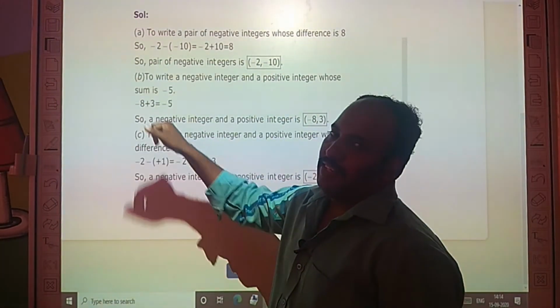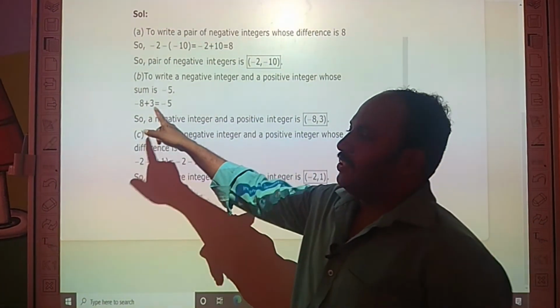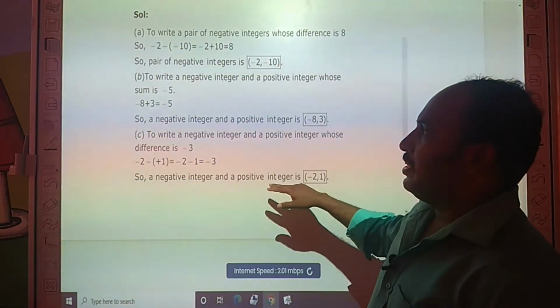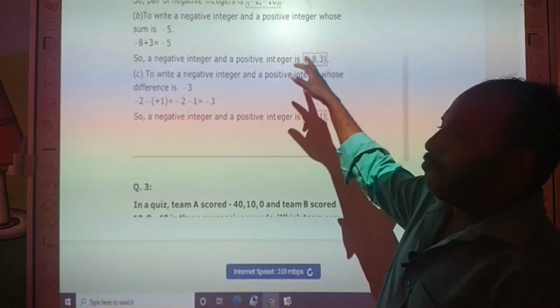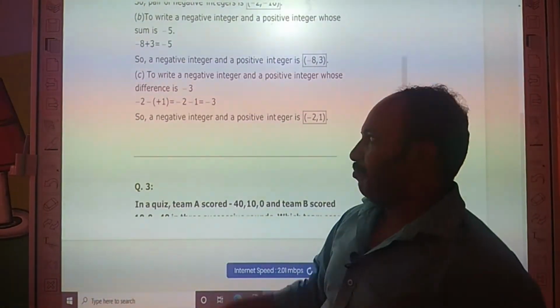We want minus 5. The first one is the negative integer minus 8, then the positive integer plus 3. Minus 8 plus 3 is equal to minus 5. So negative integer and positive integer, the pair is minus 8 comma 3.